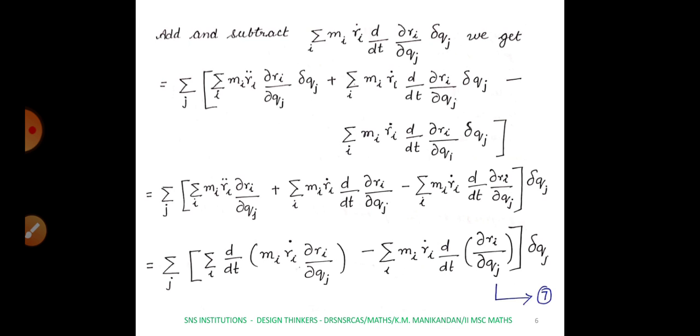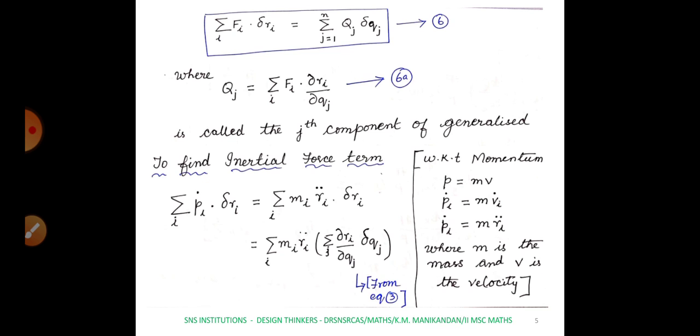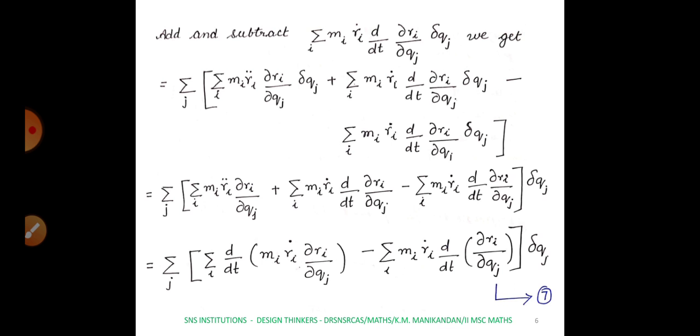Now in this term add and subtract the term summation i mi into Ri dot into d by dt of dou Ri by dou qj into delta qj. We take summation j outside. Within the previous term, mi into Ri dot into dou Ri by dou qj delta qj, with this term we add and subtract the above term. So therefore we get summation j, which we have taken outside.